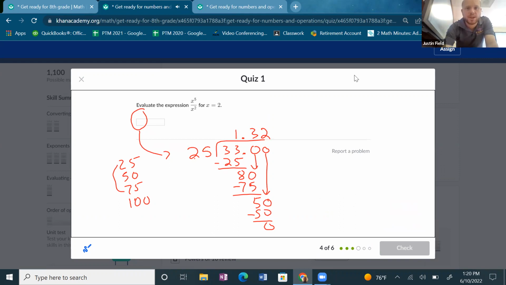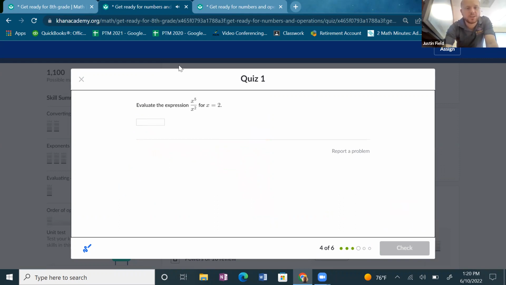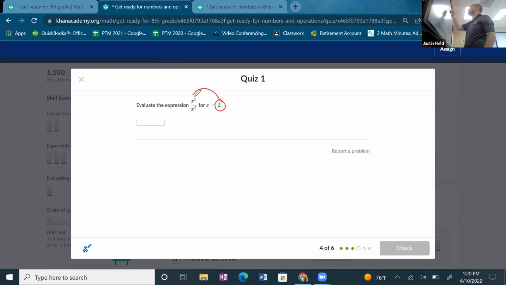All right. Evaluate the expression. So this is another exponent one, but this time we have to substitute. We're going to take this 2 and substitute it in for our variable. So this makes that expression 2 to the 5th over 2 squared. 2 times 2 times 2 times 2 times 2, 32. 2 times 2, 4. Evaluate the exponent.